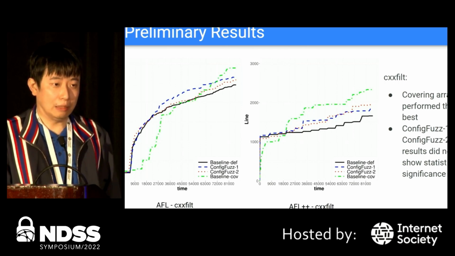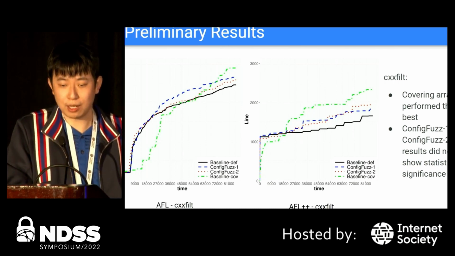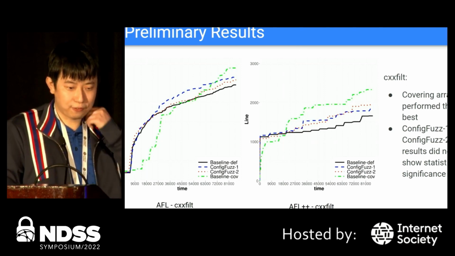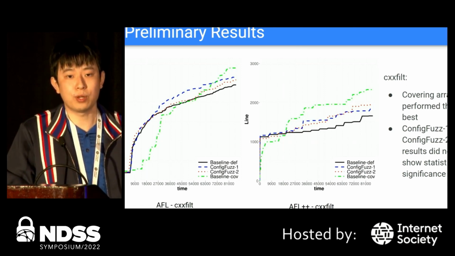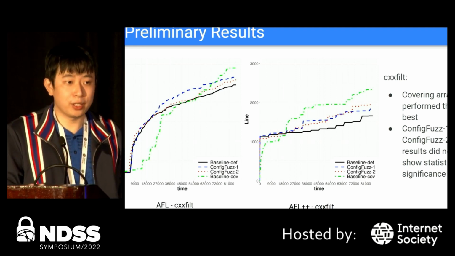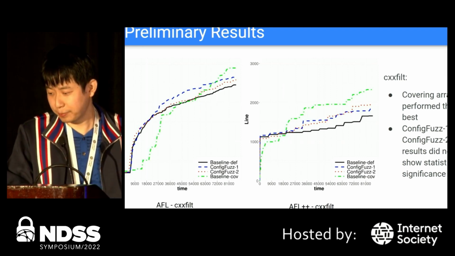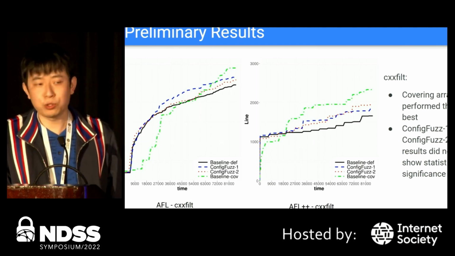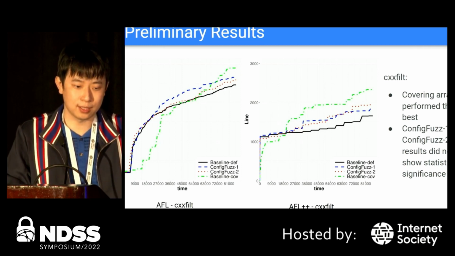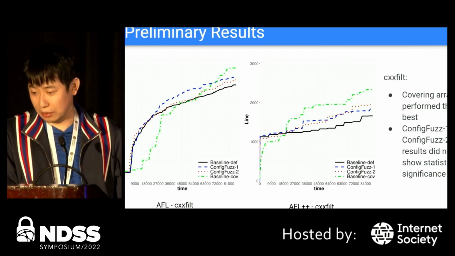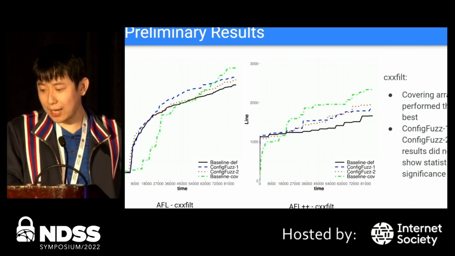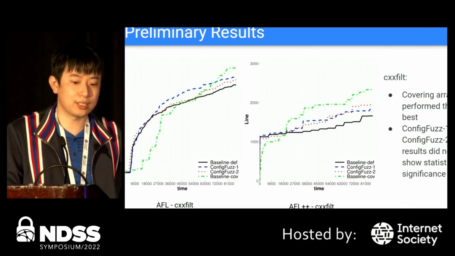On the second program, the experimental result is actually different. Firstly, we found that the line in green, which is the baseline experiment generated by the 2-covering array, performed the best. And the comparison between ConfigFuzz1 and ConfigFuzz2 is different among the two fuzzers. The difference is small, only several hundred lines of code, and the results did not show statistical significance.